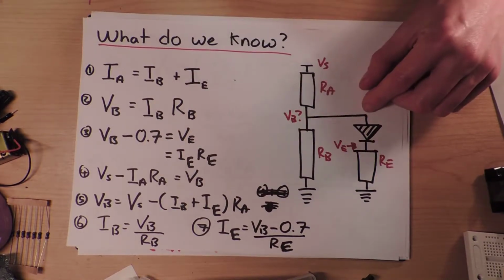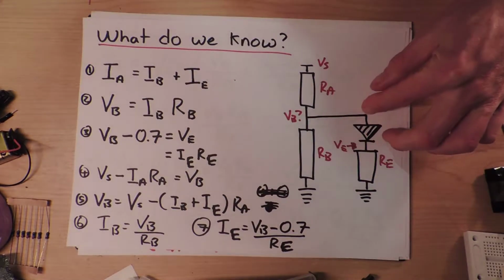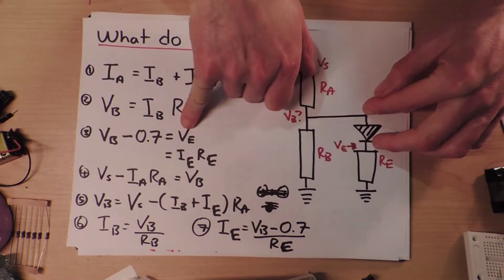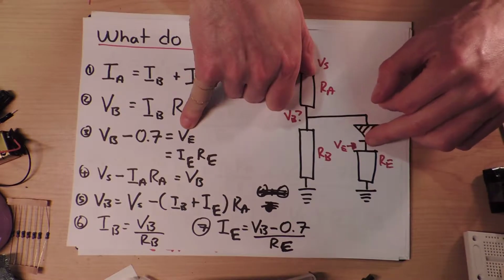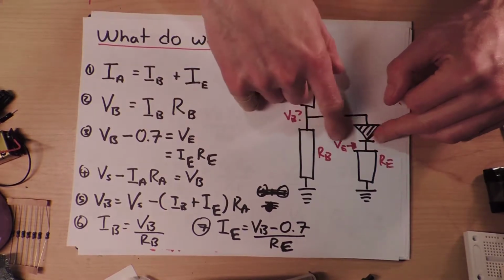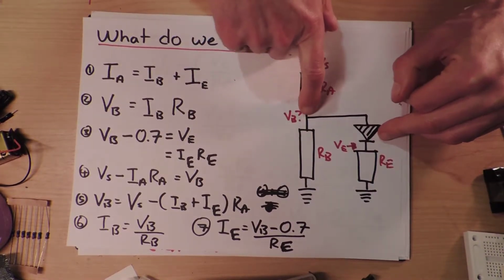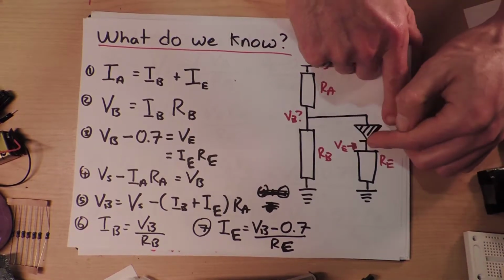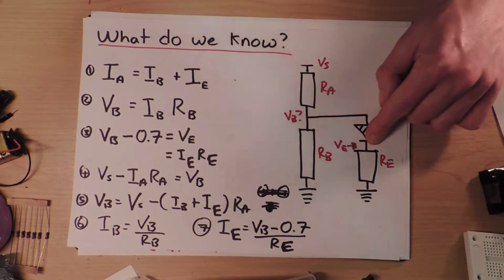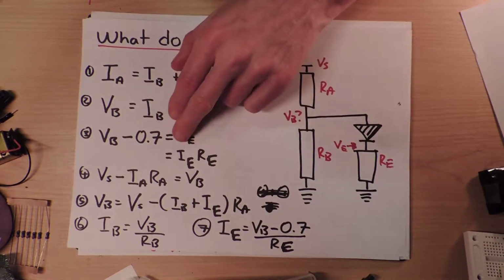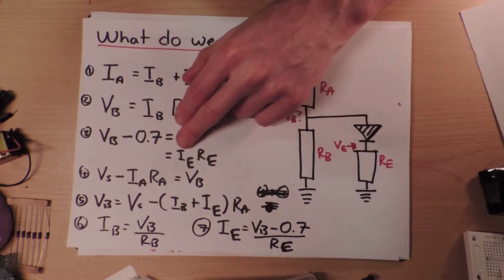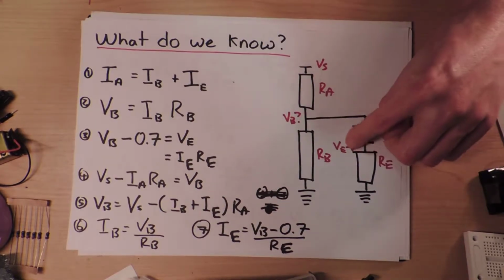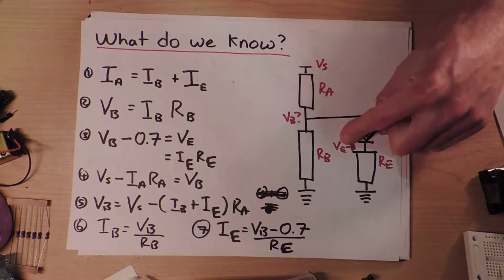So I know that if I know what VB is, then VE, I put it the wrong way around here, VE is VB minus 0.7, which makes sense, because if I'm here and then I drop 0.7 volts to get over to here, then I've got what VE is. So I know that as well. That seems kind of pointless to write down, but it will come in handy, I think. Which also equals IE times RE. So again, Ohm's law. Two ways of specifying what VE is.